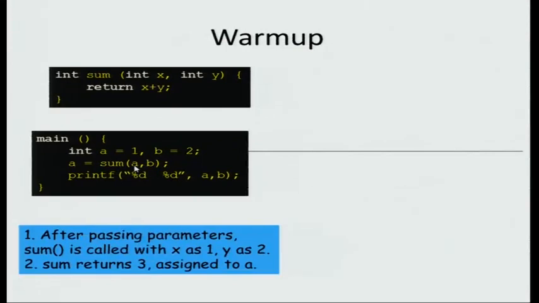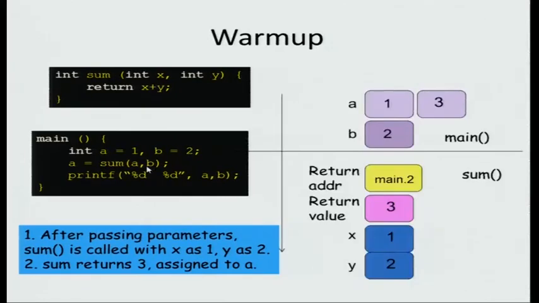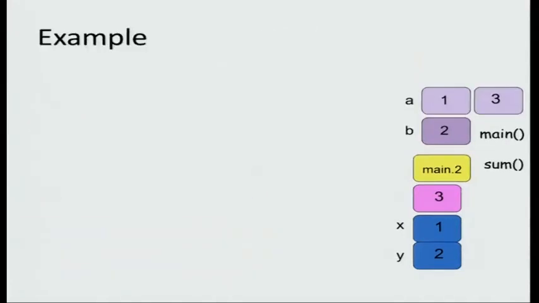After passing the parameters, sum is called with x as a, which is 1, and y as b, which is 2. So, sum returns a 3. So, the return value is 3 and the 3 is assigned back to a. So, when you print it, the output will be 3 followed by 2. So, this is simple enough.